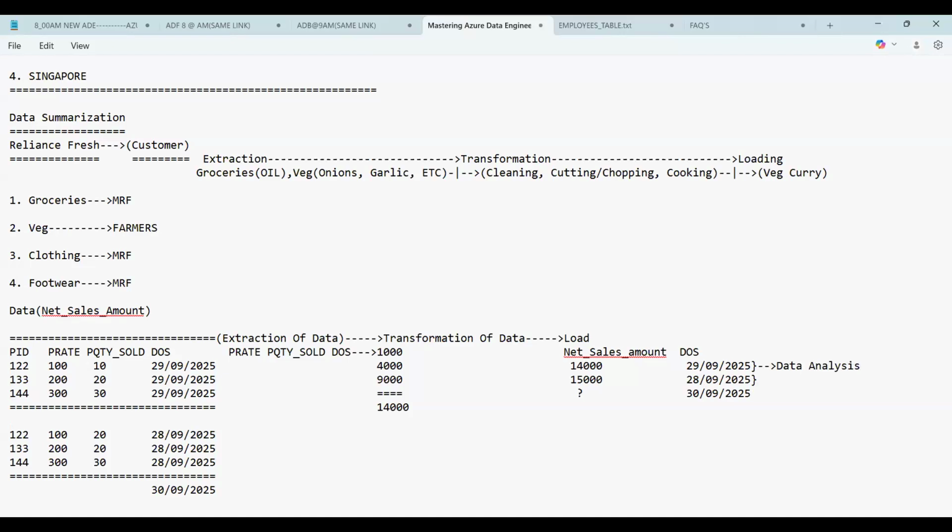Now, if you want to find out the expected thing you may have tomorrow, that we have to estimate based on what? You can see the 29th day as 14,000 and the 28th day as 15,000, so the 30th day may range from 13 to 16,000. Am I right or not? Approximately, let us say 16,000. But this is called what, guys? Data science.